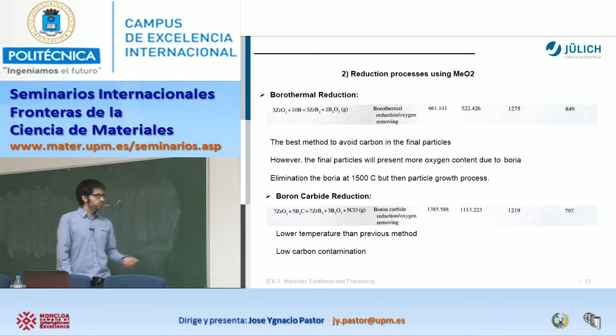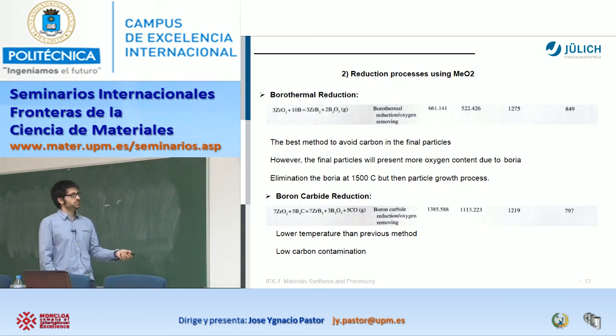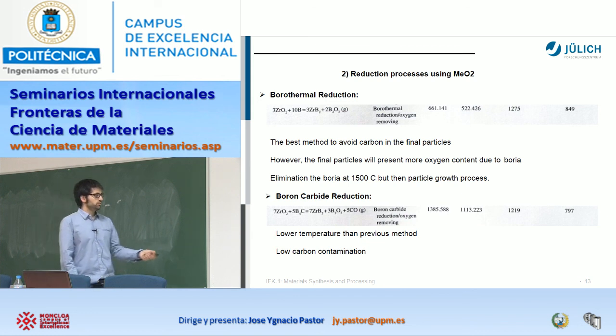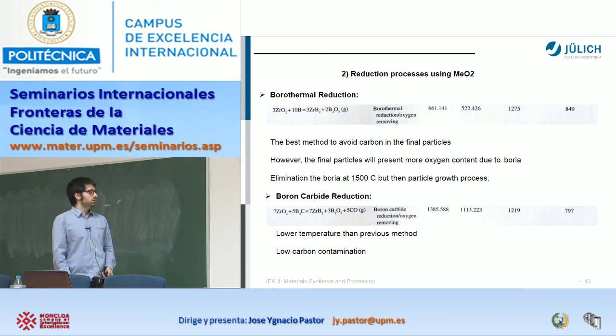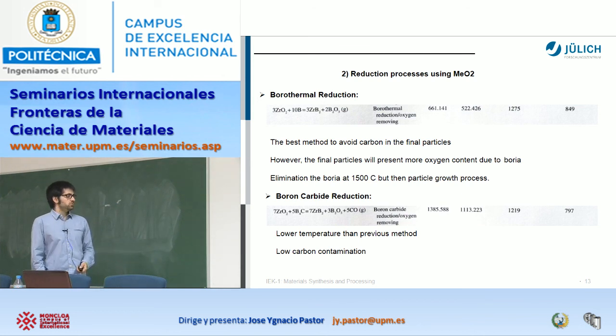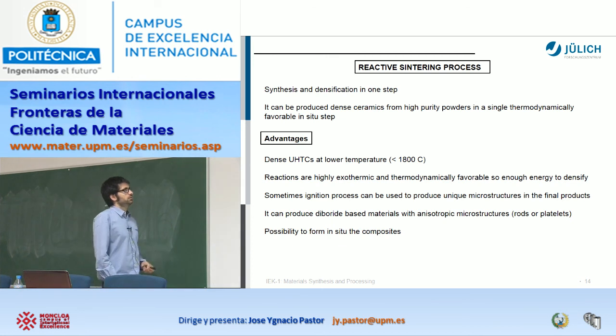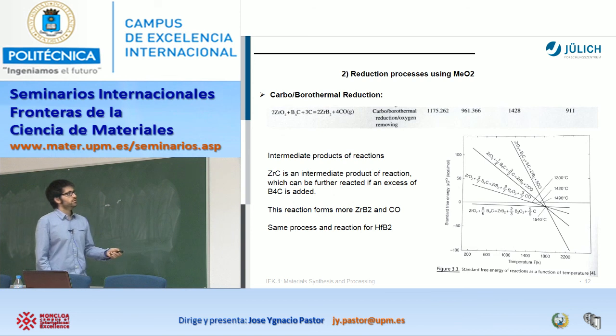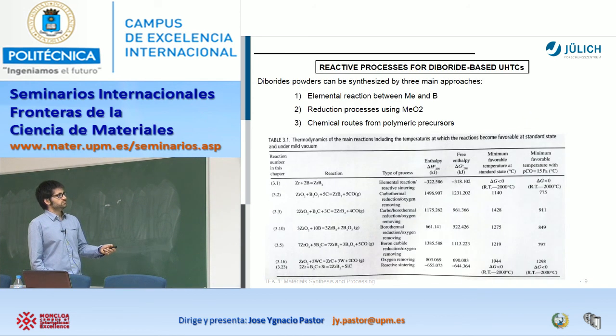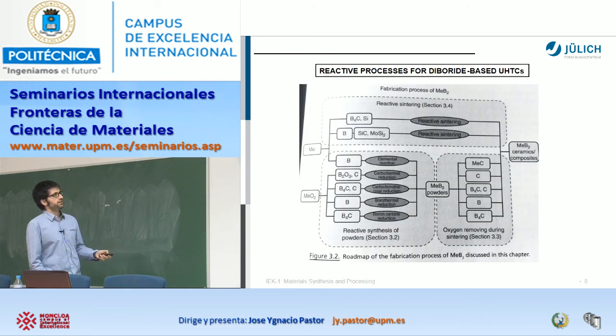Another example, based on the same reduction, uses boron carbide. Just an improvement. For example, here there is less contamination in carbon, or low contamination, because now again we put in low carbon, and maybe this is better, you improve in that way because they are lower temperatures. But just to pass to another thing, it is about this reactive sintering process.